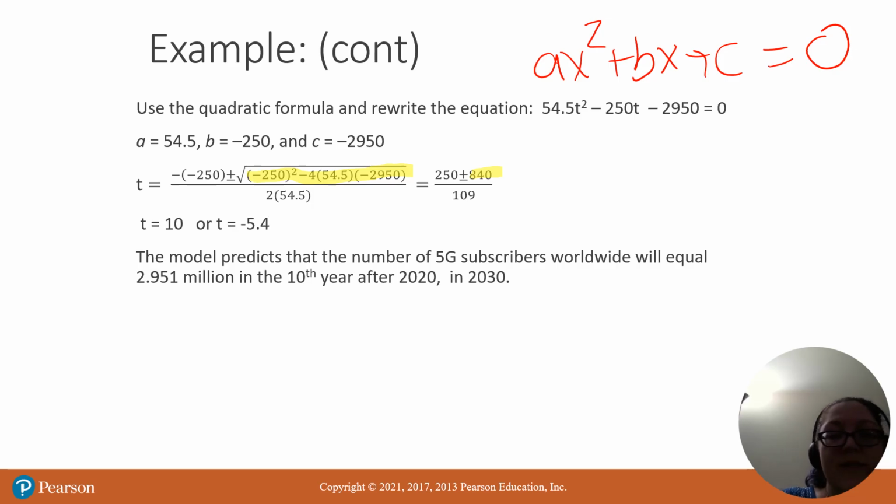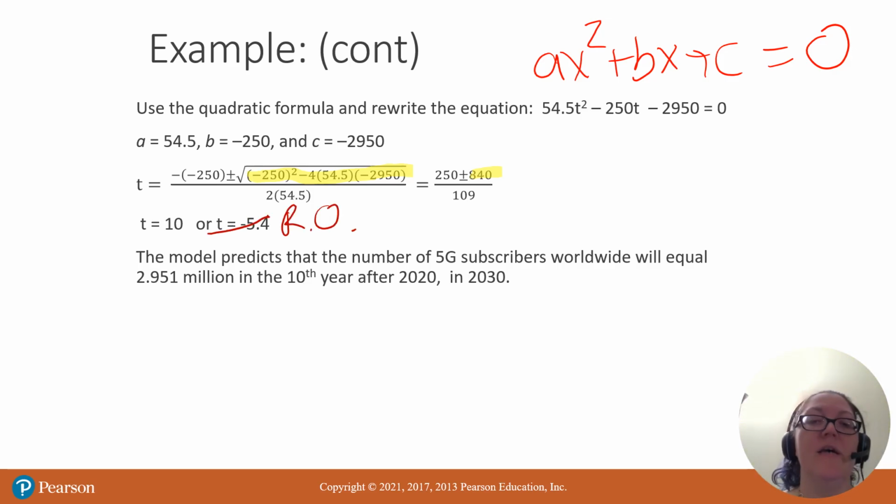So we're going to take this one and rule it out, because t cannot be negative in this sense, since we're only talking about going positively forward from 2020. So t is 10, and 10 years after 2020 would put it at 2030.